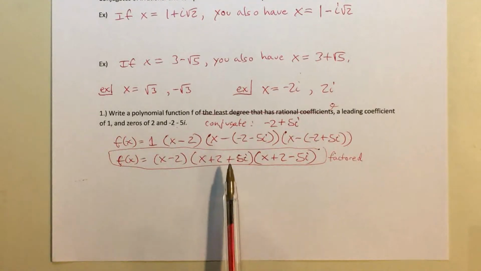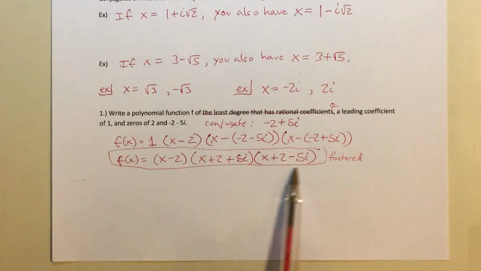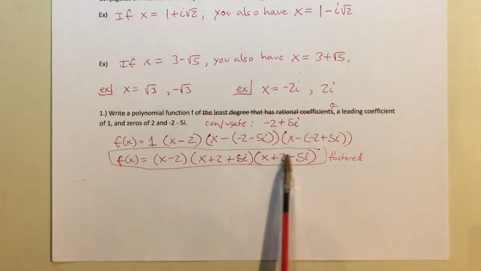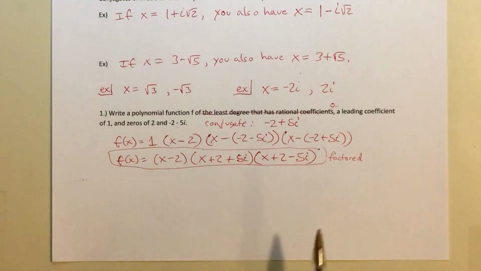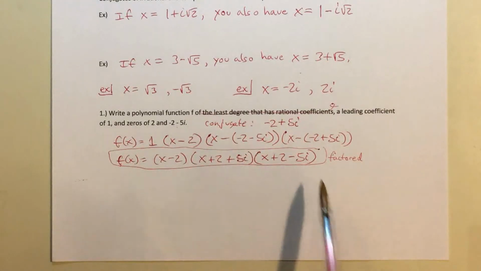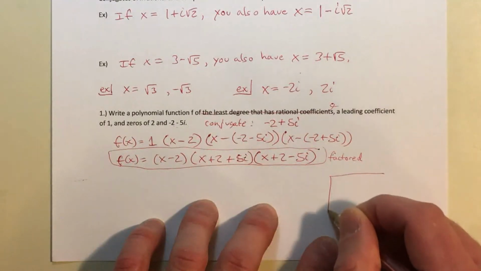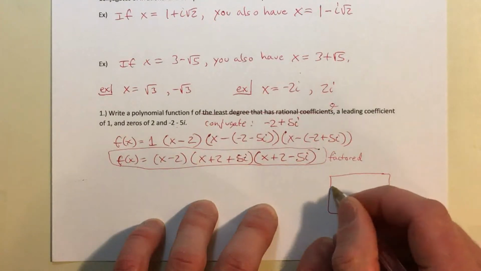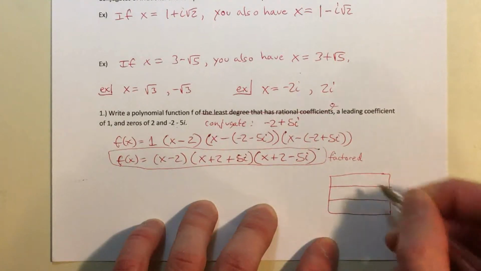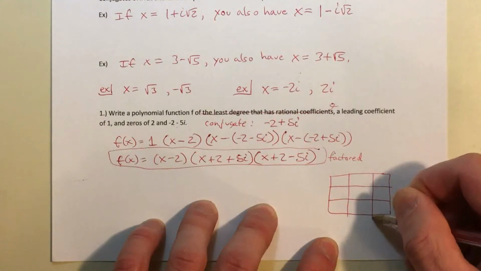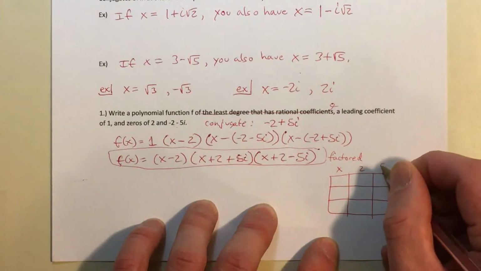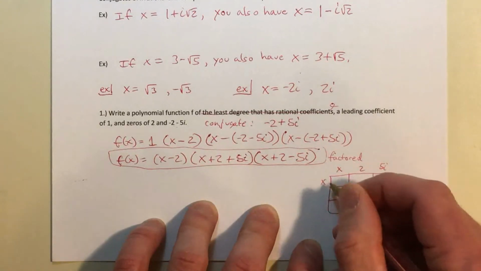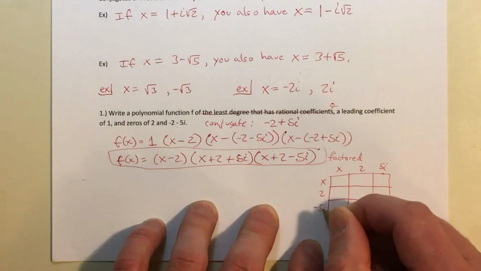Now, my suggestion is always multiply those conjugate factors. Always multiply those together first, because when you multiply conjugates together, a lot of stuff drops out. So because it's 3 by 3, I'm going to use a box to organize my multiplication. And x to 5i, x to negative 5i.